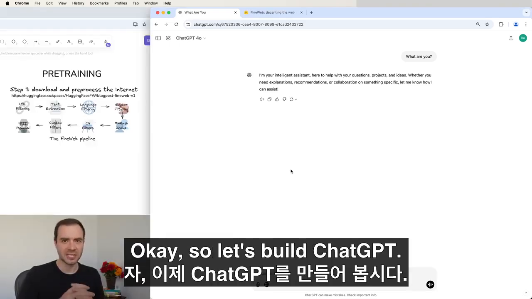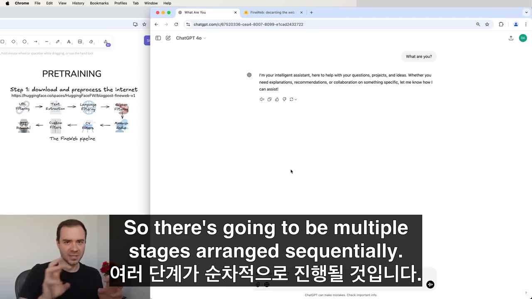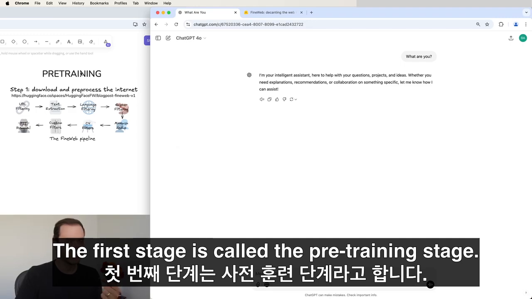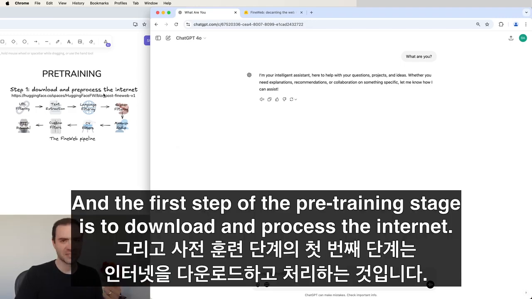Okay, so let's build ChatGPT. There's going to be multiple stages arranged sequentially. The first stage is called the pre-training stage. And the first step of the pre-training stage is to download and process the internet.